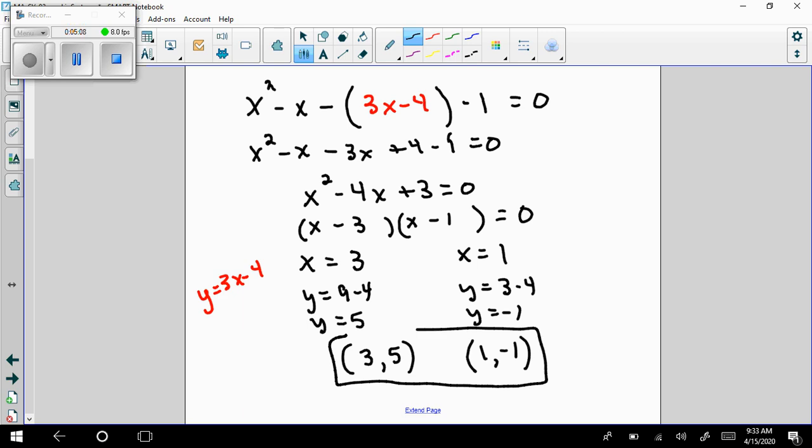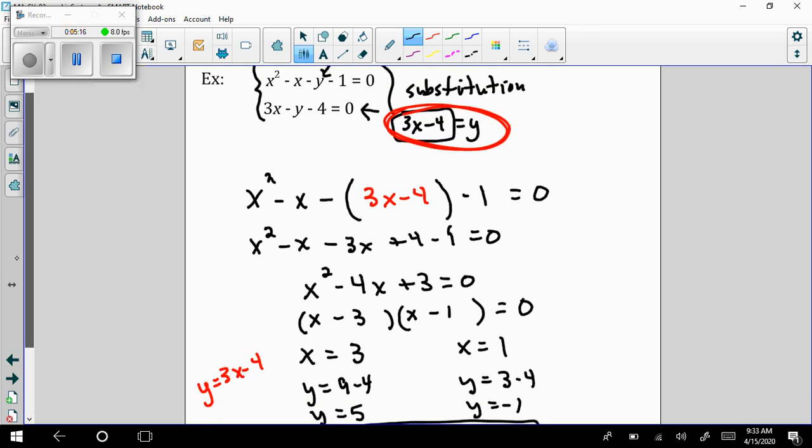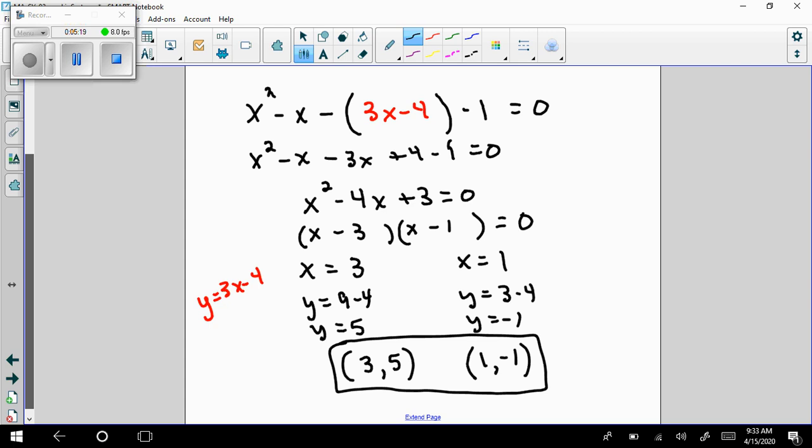So that is a conic. There was only one squared term, so more than likely it's a parabola. So a parabola intersecting a line.